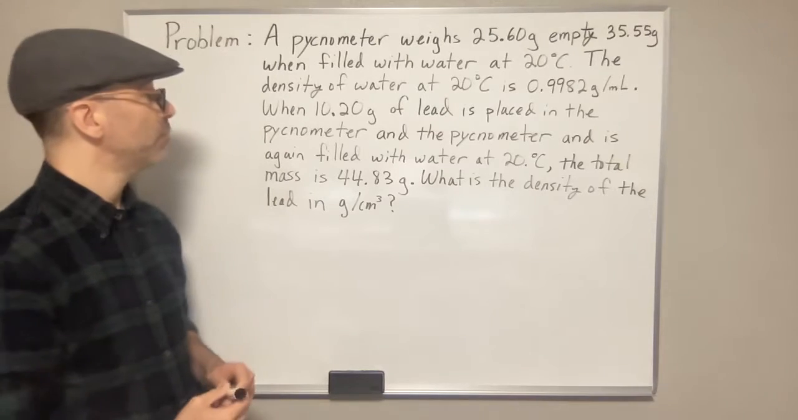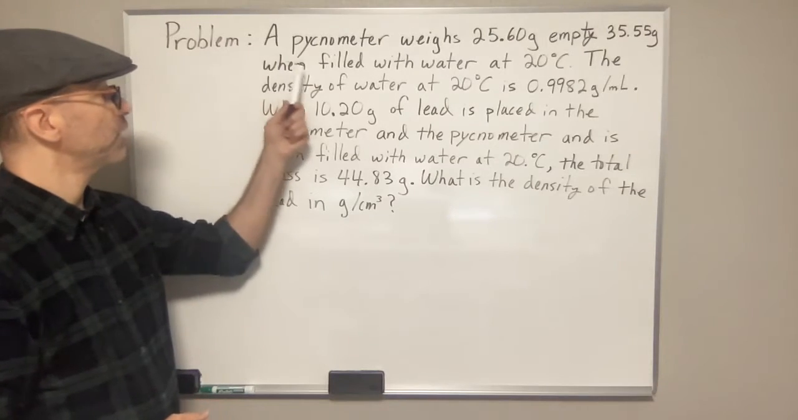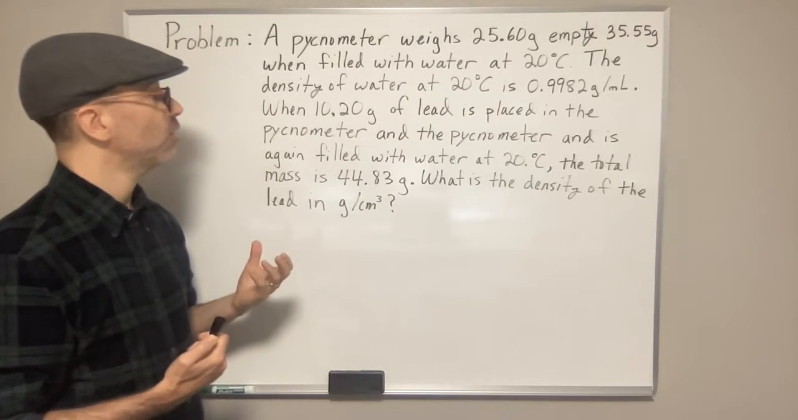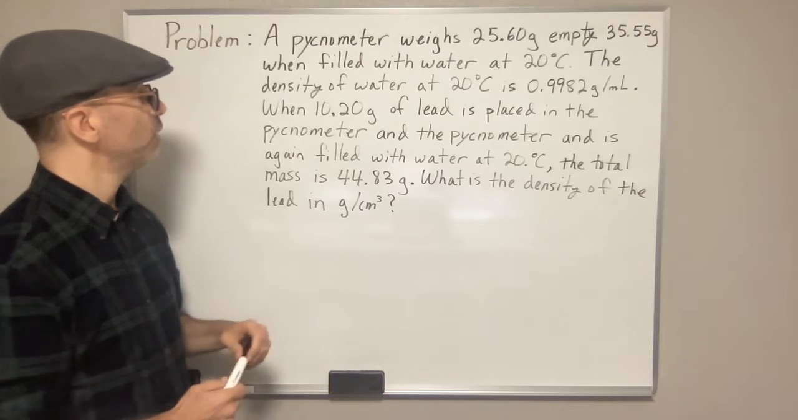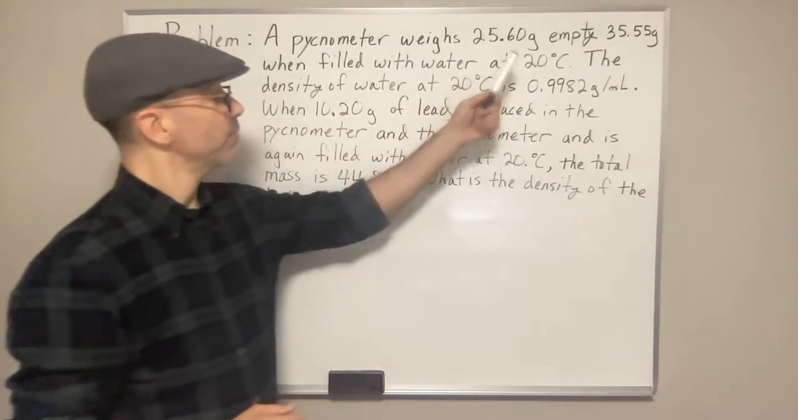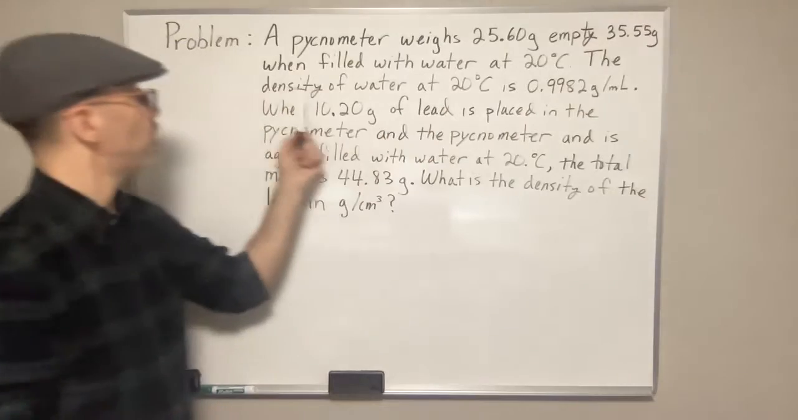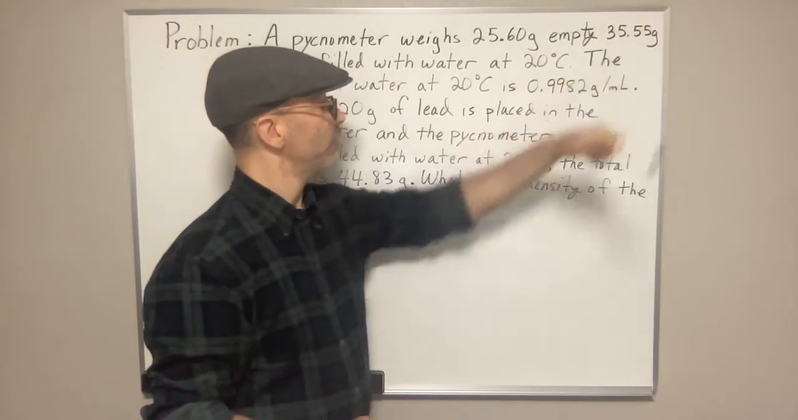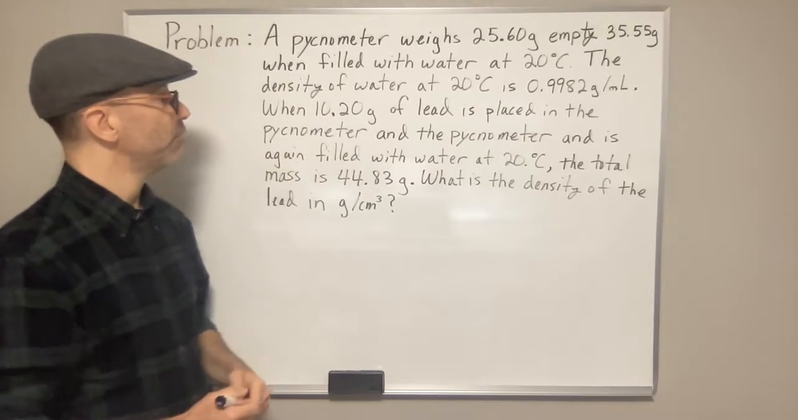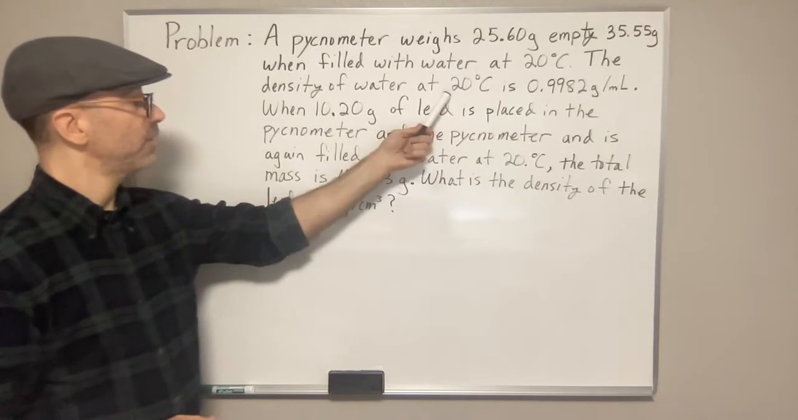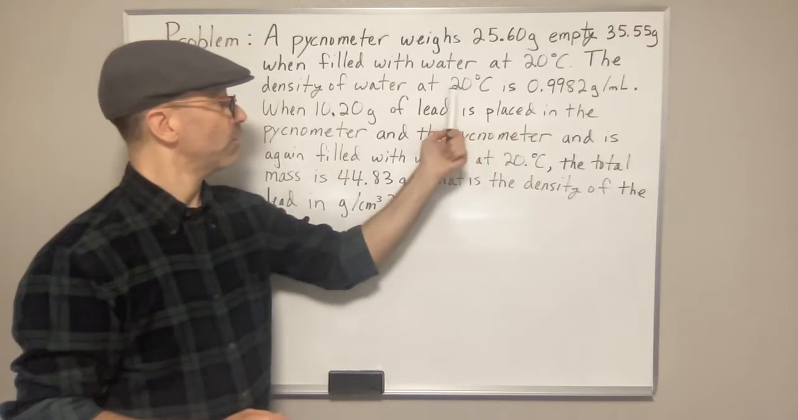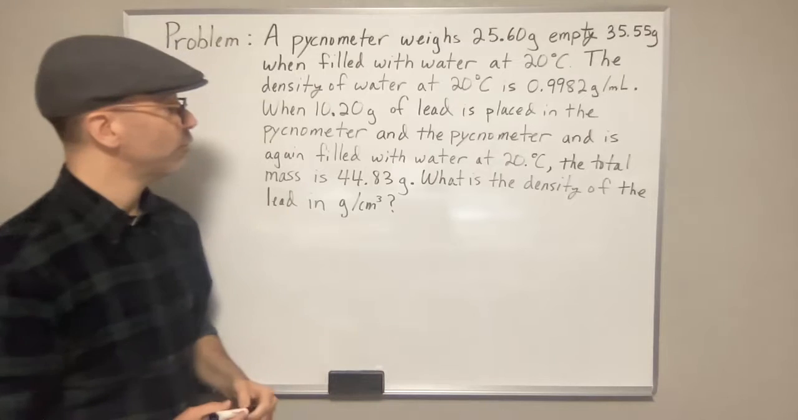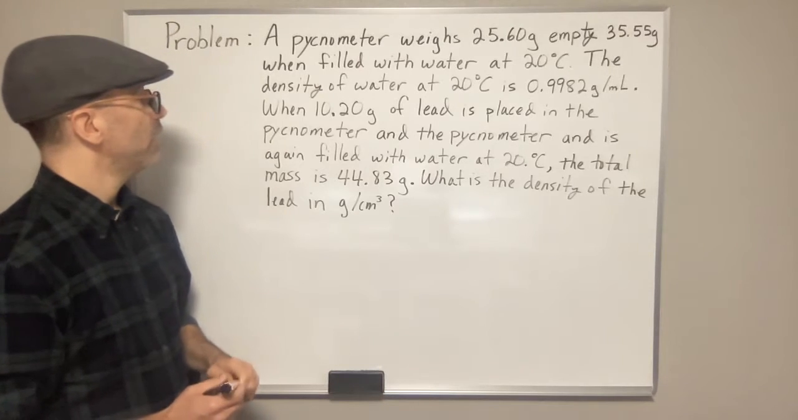And so in this problem here, we're given a pycnometer that weighs 25.60 grams. So they're giving us the mass of the pycnometer when it's empty. And when it's full with water at 20 degrees, it has a mass of 35.55 grams. And then they give us the density of the water at 20 degrees, and that's 0.9982 grams per milliliter.